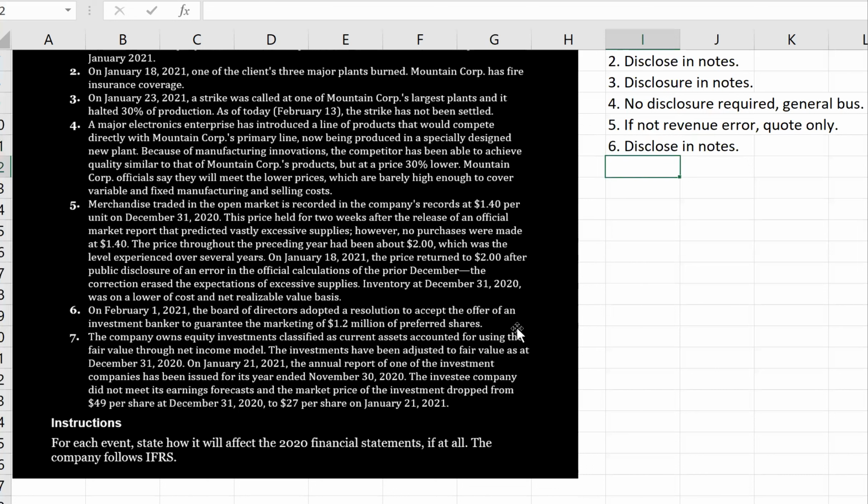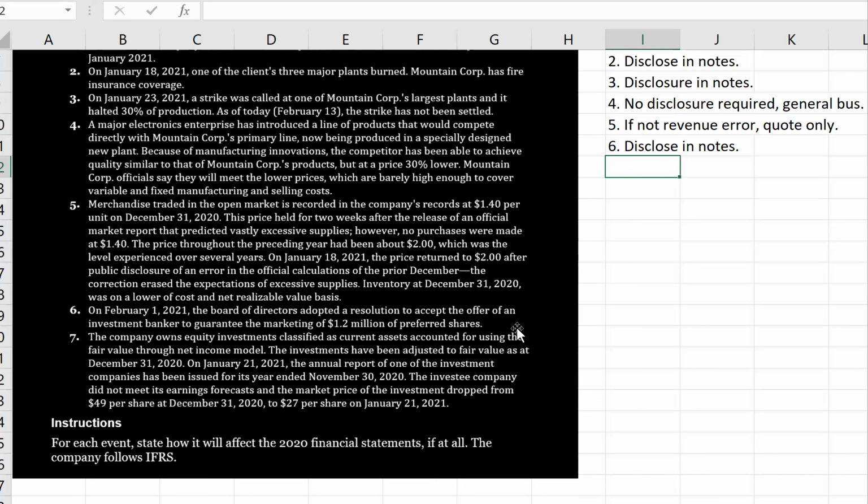And number 7, the company owns equity investments classified as current assets, accounted for using the fair value through net income model. The investments have been adjusted to fair value at December 31st. On January 21st, the annual report of one of the investment companies had been issued for its year ended November 30th. The investee company did not meet its earnings forecast and the market price dropped from $49 per share to $27 per share.